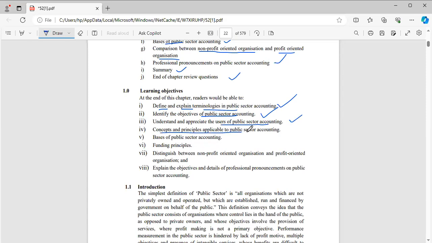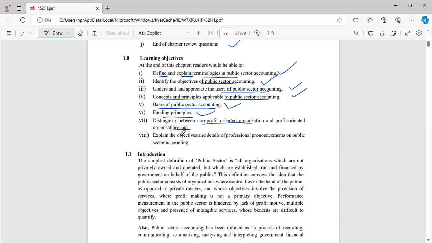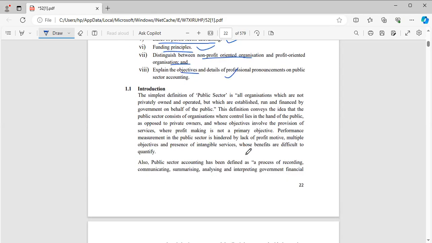Then we look at the concept and principles applicable to public sector accounting. Then you're also going to know the basis of public sector accounting, the funding principles of public sector accounting, or public sector itself. Then distinguish between non-profit oriented organization and profit-oriented organization. And finally, explain the objectives and details of professional pronouncements on public sector accounting. This is just going to take us about 20 to 25 minutes, so just pay close attention.